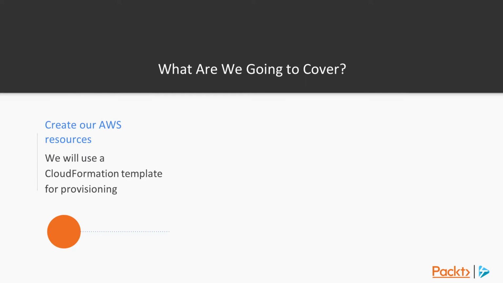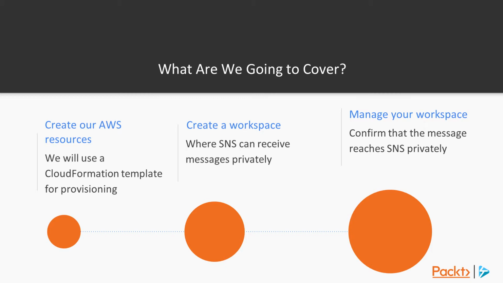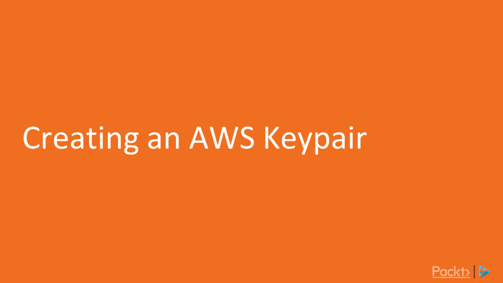So, what we are going to cover exactly? First, we are going to create our AWS resources. We are going to use a ready-made CloudFormation template for provisioning the components of our infrastructure. Then, we are going to create an endpoint in the VPC. This endpoint is going to be used as a pipeline for your messages to travel privately inside the VPC from the EC2 instance to the SNS service. Finally, we are going to confirm our work by publishing a message from our internet-isolated EC2 instance and ensure that it successfully reaches SNS. In this video, we are going to start by creating an AWS Key Pair.